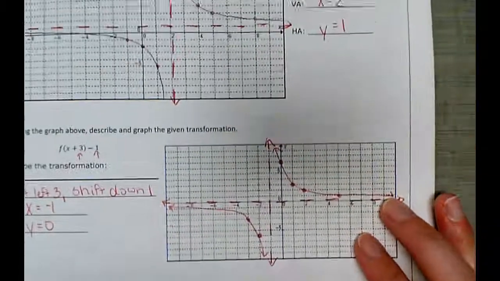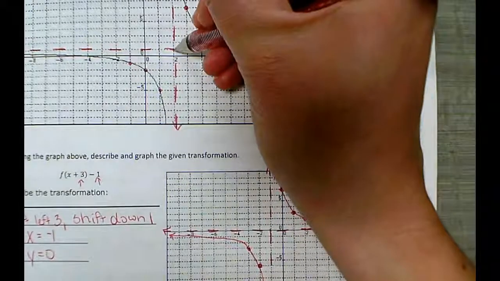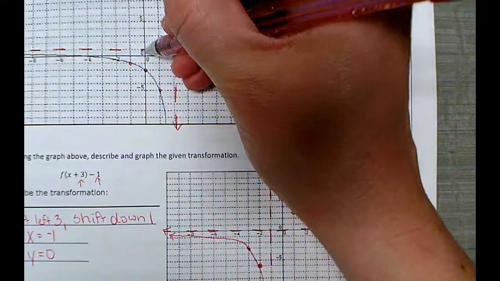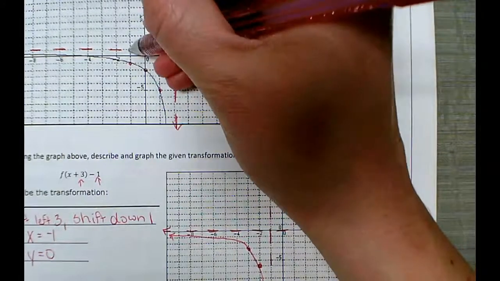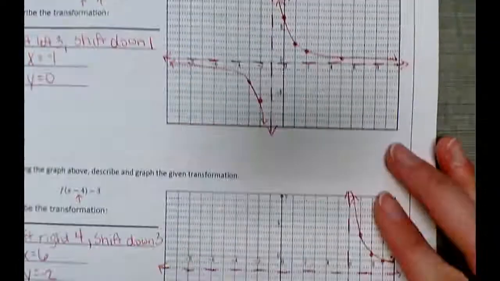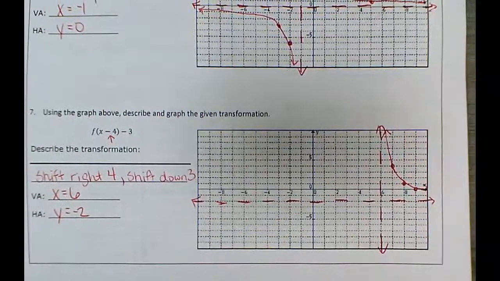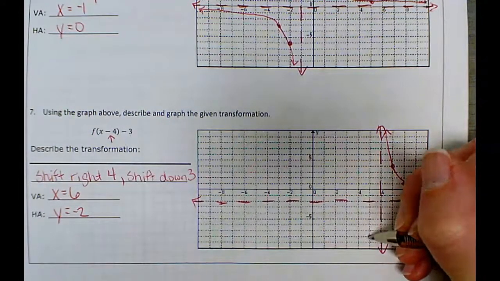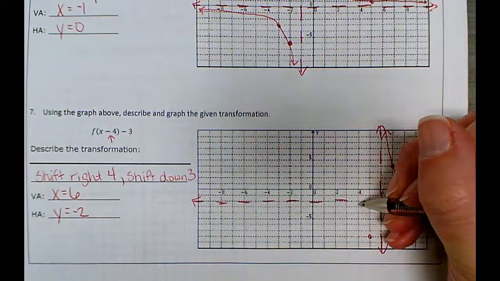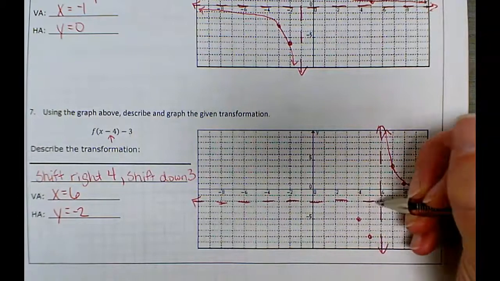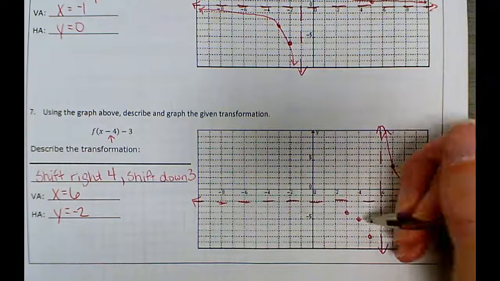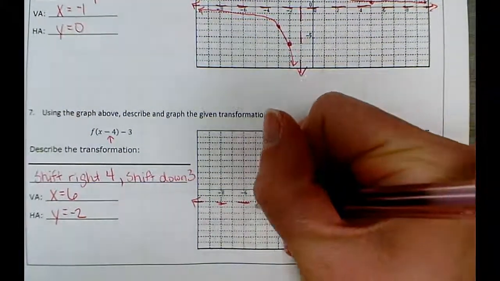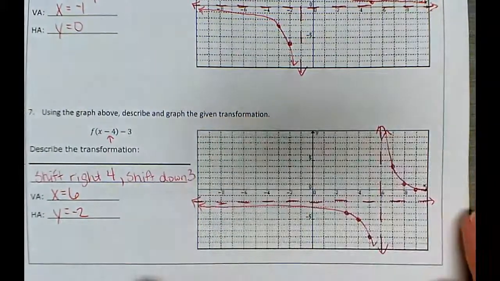The bottom part of the hyperbola, to the left 1 and down 6, to the left 2 and down 3, to the left 3 and down 2. There's the hyperbola, and make sure that it approaches, but it never touches.